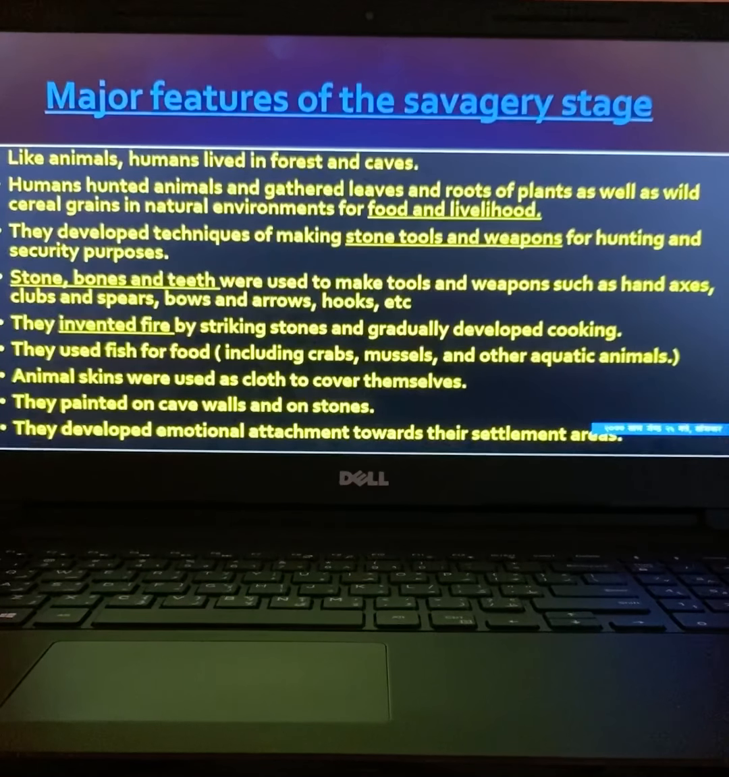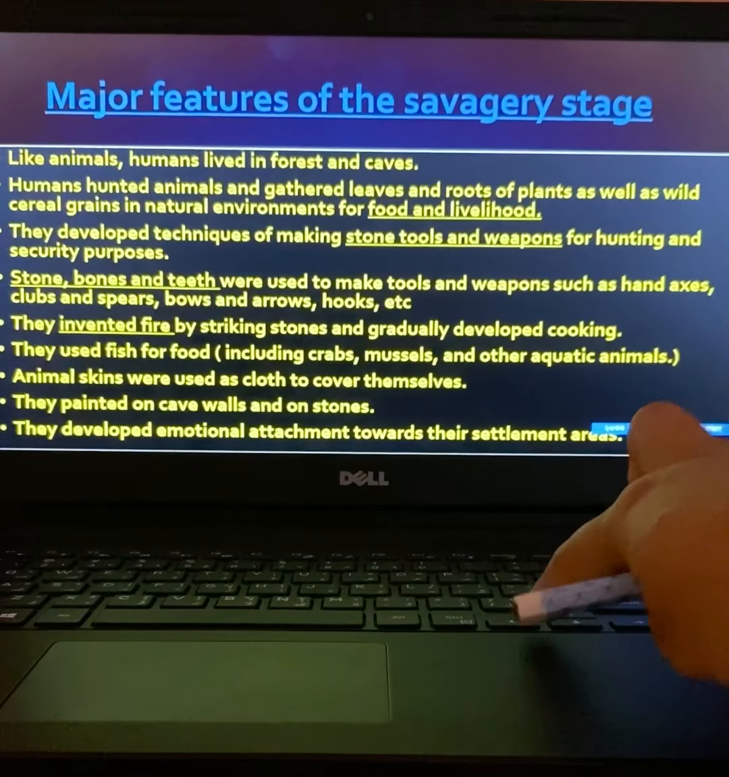They use fish for food, including crabs, mussels, and other aquatic animals. These all are discoveries, not inventions. Discovery means recognizing something that already existed for the first time, that nobody had found. For example, Christopher Columbus discovered America, which existed before. Similarly, crabs, mussels, and other aquatic animals already existed, but in the early savagery stage human beings discovered that these aquatic animals can be eaten. And they use fish for food.